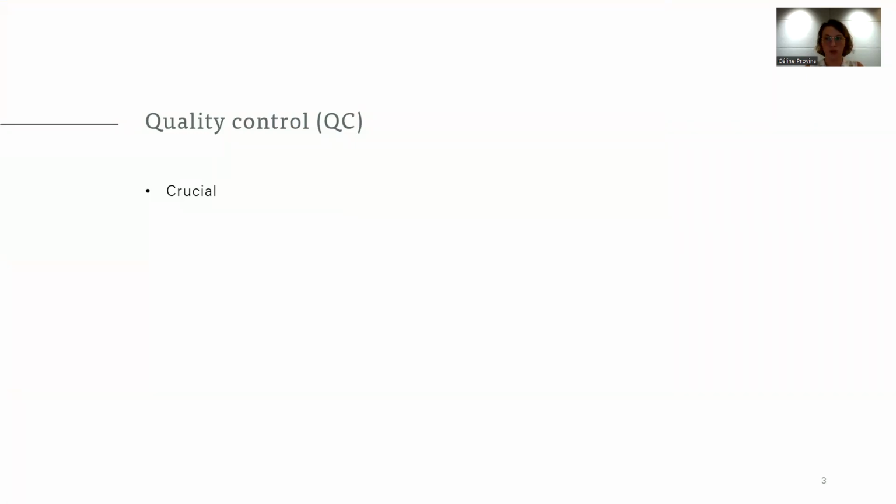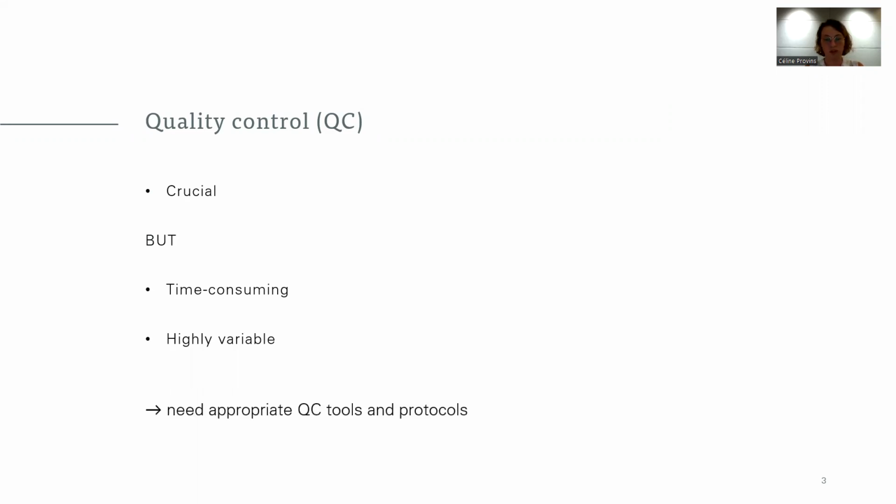the study results. However, quality control is also time-consuming and highly variable because in the absence of consensus on systematic approaches to QC, the latter varies a lot between labs and even between researchers in the same lab. And as such, we need appropriate QC protocols and tools to make QC more consistent, but also to make it widely adopted by lowering the barrier to implement it.